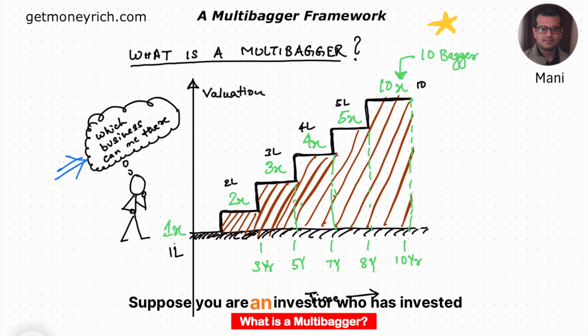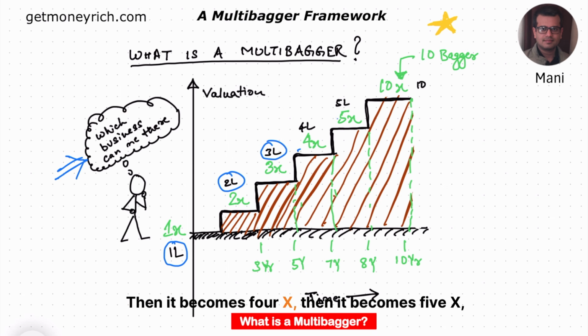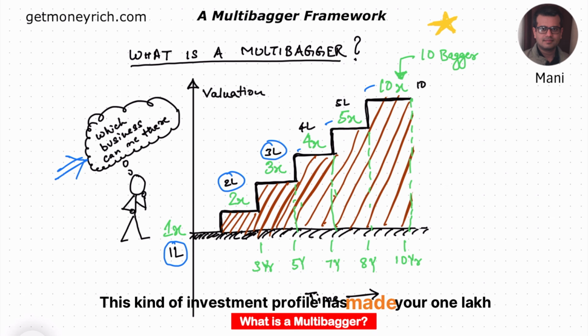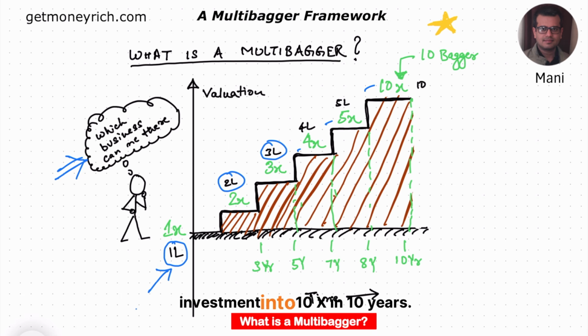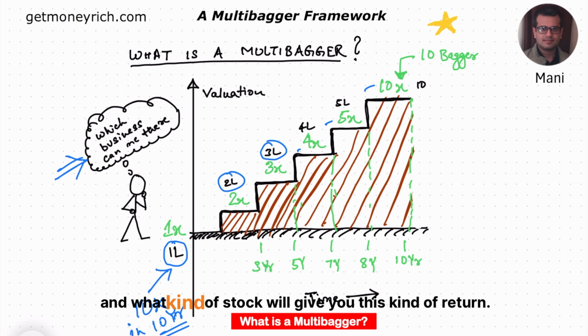Suppose you are an investor who has invested 1 lakh rupees in a company. Let's say after 3 years, your 1 lakh investment becomes 2 lakh. Then after 5 years, it becomes 3 lakhs. Then it becomes 4x, then it becomes 5x, and after 10 years it becomes 10x. This kind of investment profile has made your 1 lakh investment into 10x in 10 years. So this is what a multi-bagger framework is. And what kind of stock will give you this kind of return?